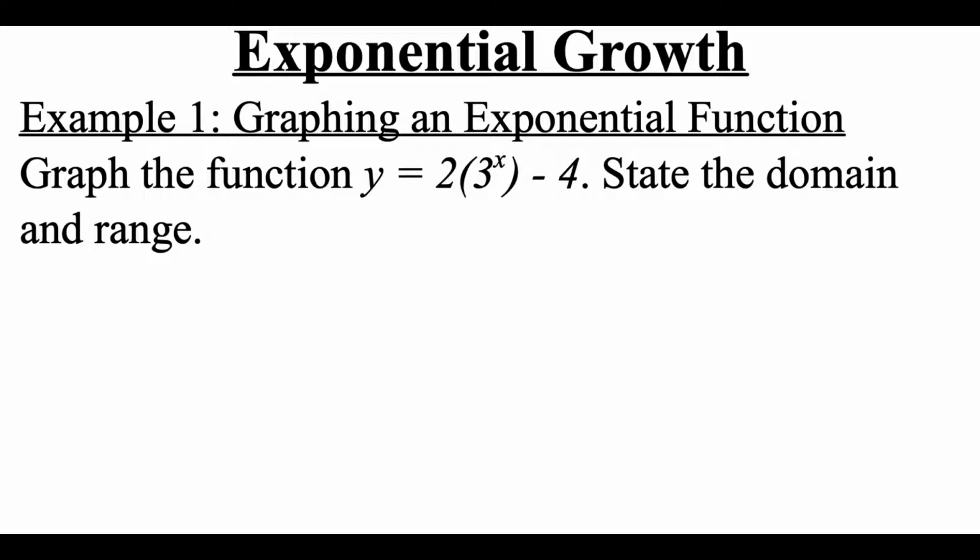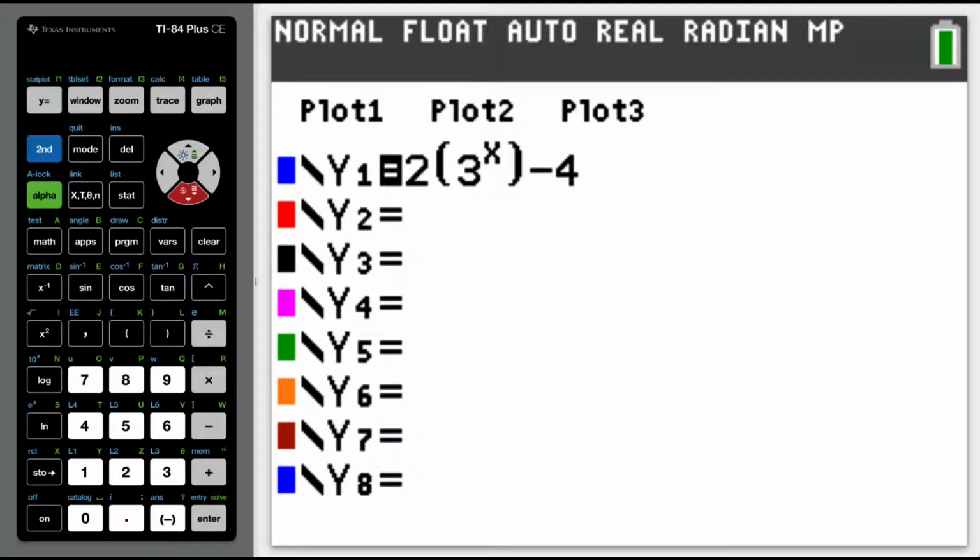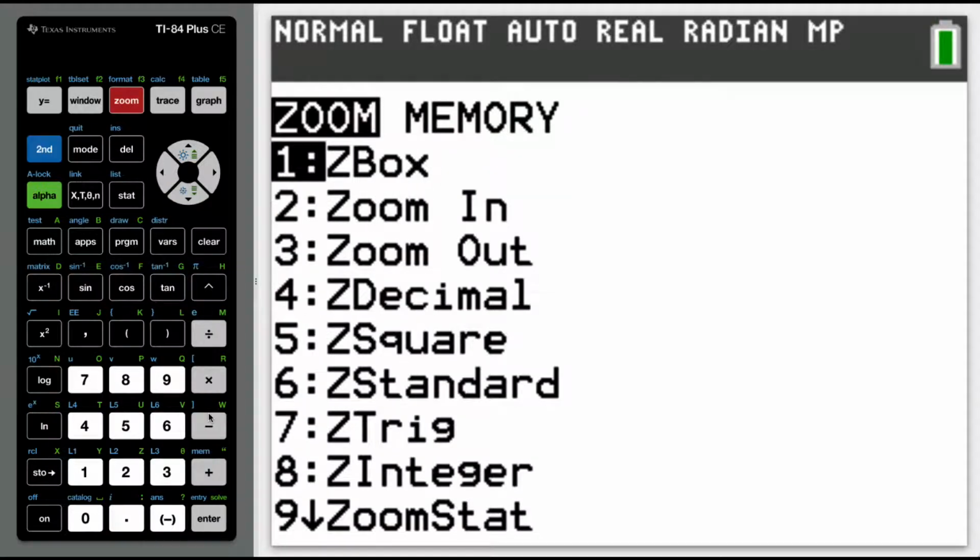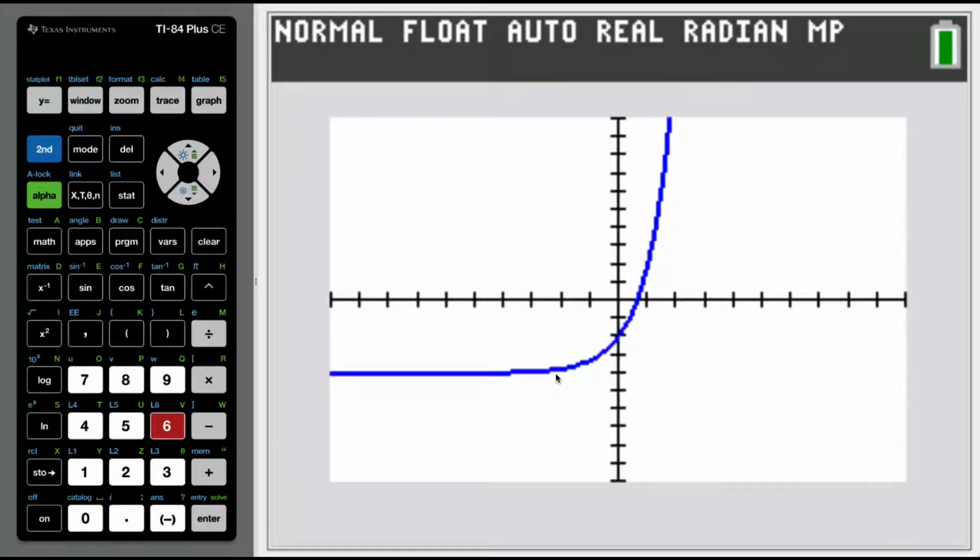So in this example, we're going to graph out an exponential function. We're going to draw a graph of the function y equals 2 times 3 raised to the x power minus 4. Once we have that graph drawn out, we're going to state the domain and the range. Now I'm going to use my calculator to help me draw this picture. On my calculator, I already have the function typed into my y equals screen. I'm going to hit zoom 6 to get a nice picture of what this graph is going to look like. So we've got this J curve.